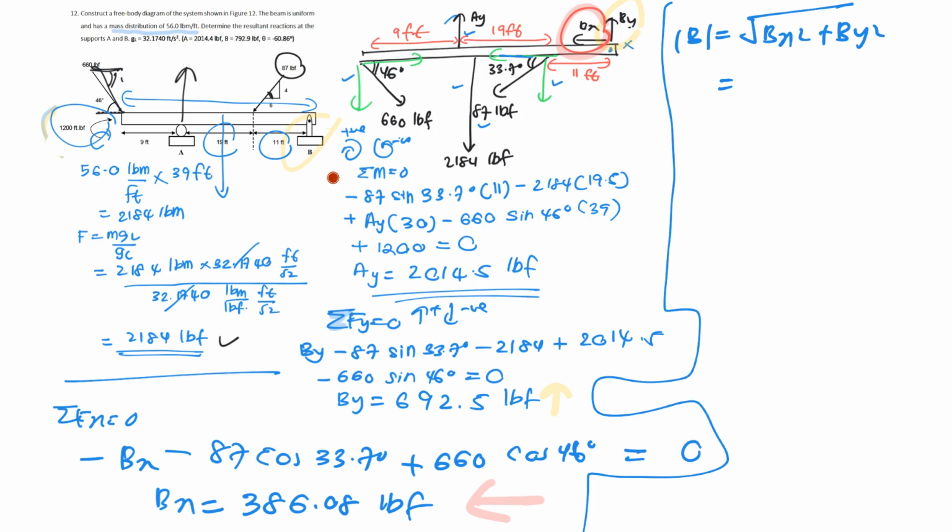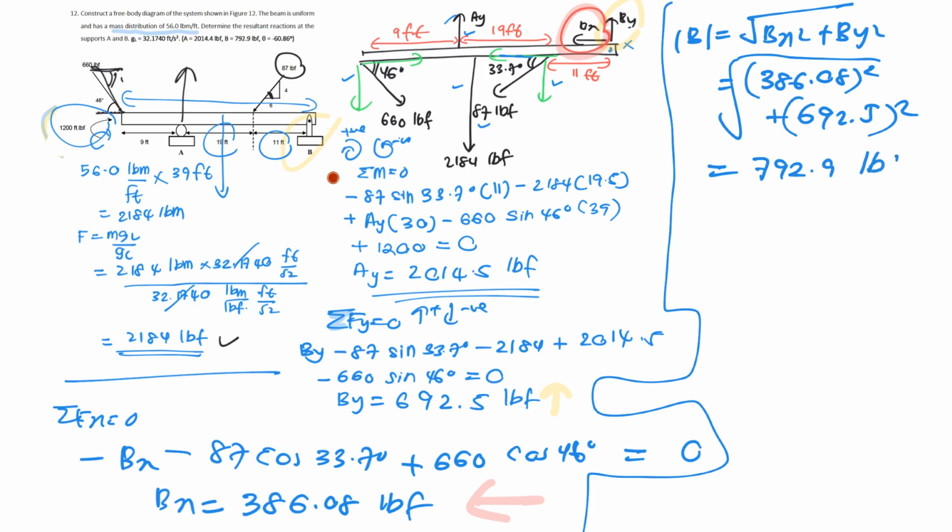You can just skip and put the number over there. Okay, but you need to show the working step. So my BS is 386 square plus my BY is 692.5 square, root everything. Supposedly I get my answer: 386.08 square plus 692.5 square, I get 792.9 pound force.